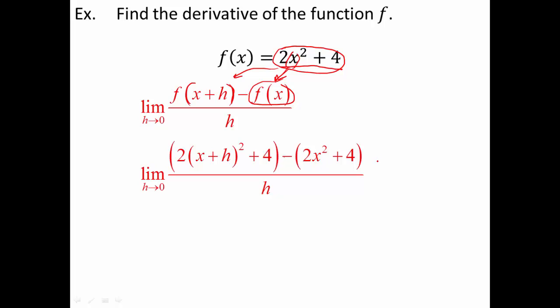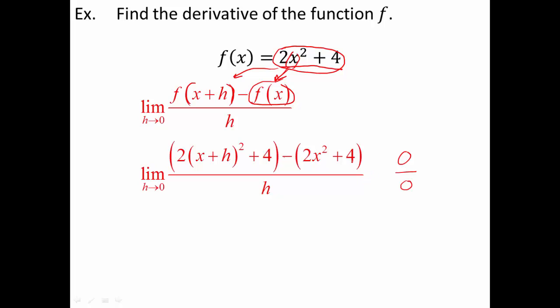So the hard part is now done. Setting it up is the hard part. The easy part from this point forward is just simplifying, simplifying, simplifying. Of course, if I tried to plug in 0 right now for my limit, plugging in 0 right here would produce 2x squared plus 4 minus 2x squared plus 4. In other words, 0 on the top and of course 0 on the bottom. 0 over 0, indeterminate. I don't have an answer yet.